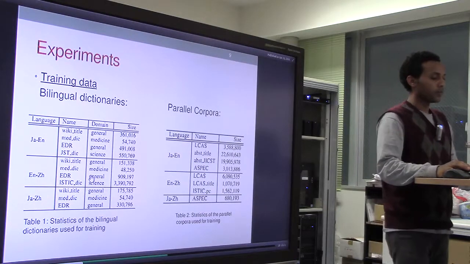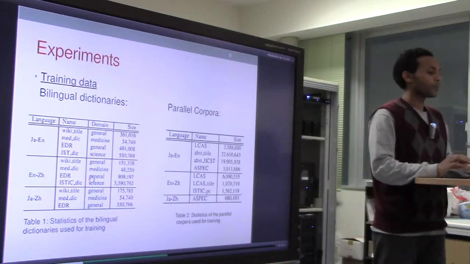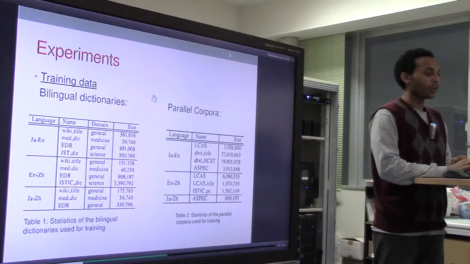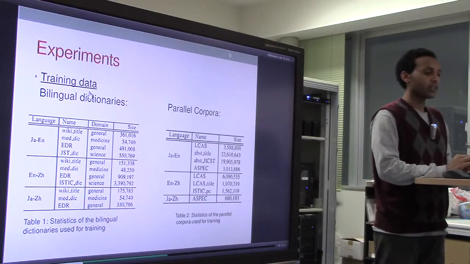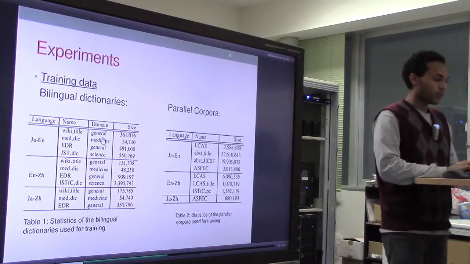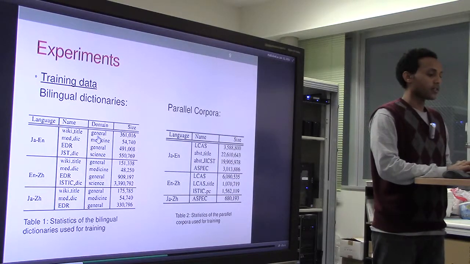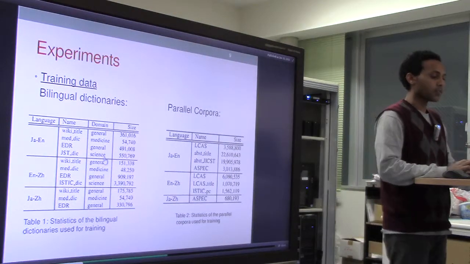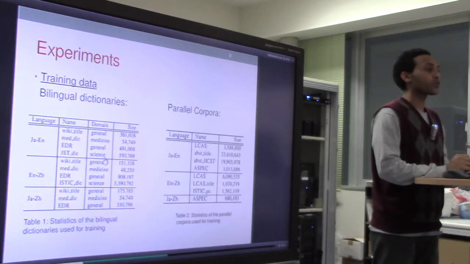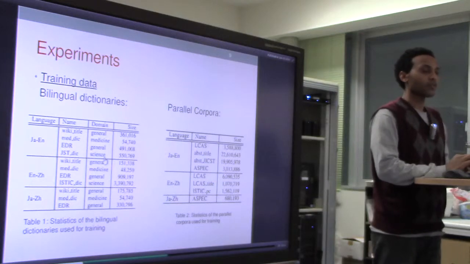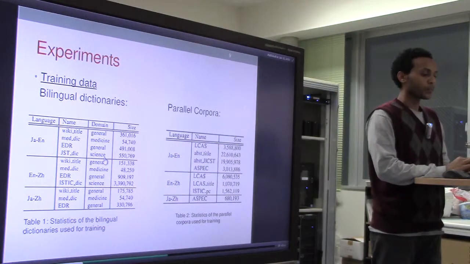So for the experiments, they had a bilingual dictionary, which is the dictionary that's generated, and a parallel corpora. And the statistics of these resources is as shown here. So most of the domain in the source is medicine and science, and they are aiming to formulate a dictionary for scientific purposes.